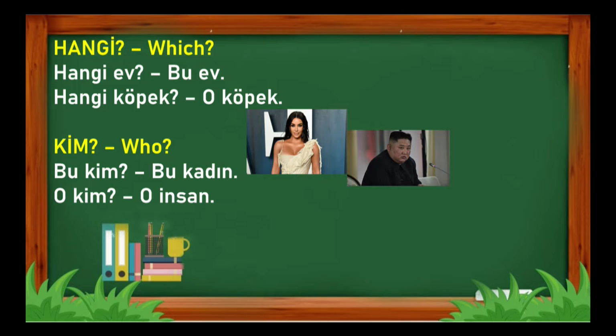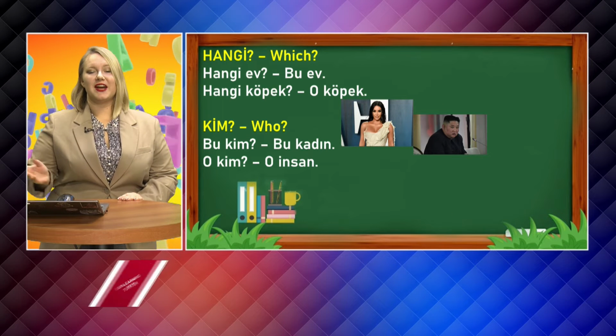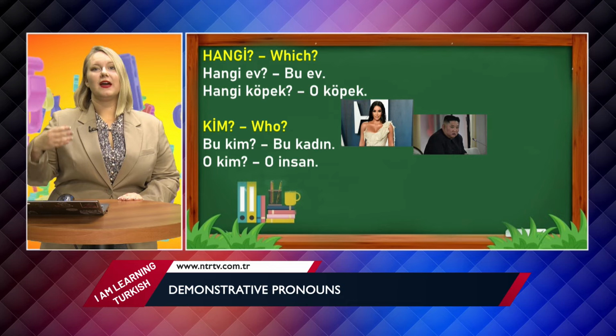which house? Bu ev, this house. Or hangi köpek, which dog? O köpek, that dog. Our second question is kim, who. To remember it, you can imagine Kim Kardashian or Kim, the head of North Korea.